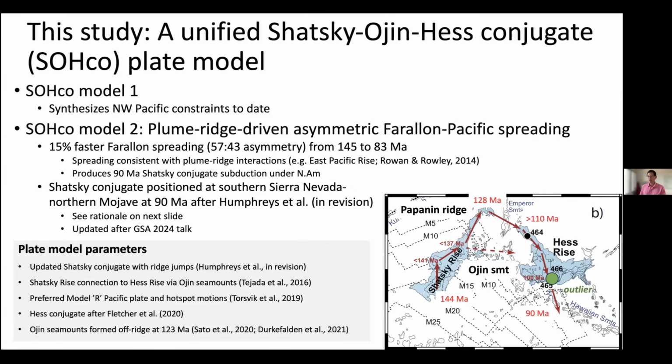And so this is a method slide, a lot of words on this, but what I want to say is that I'm going to show in the next couple slides a model where we have plume ridge driven Farallon Pacific spreading. It's asymmetric, and the Shatsky conjugate is going to come into southern Sierra Nevada and northern Mojave at 90 million years ago, after Humphreys et al., which is in revision.